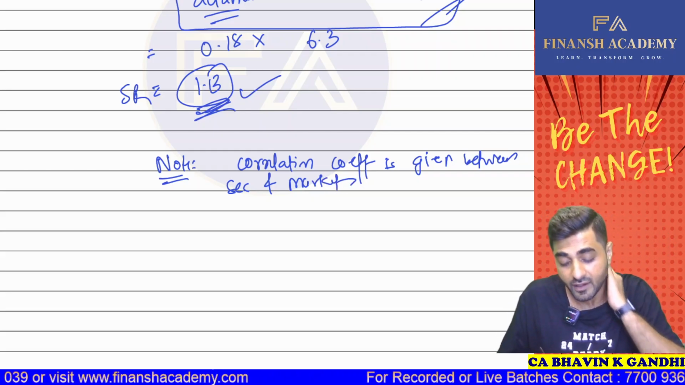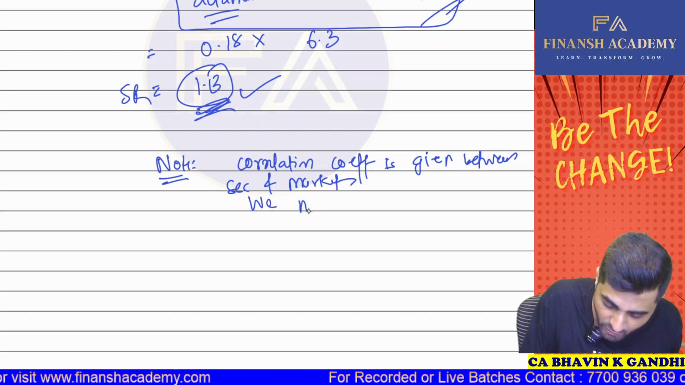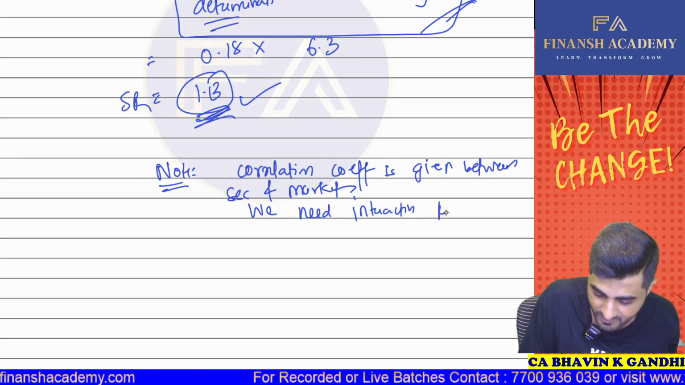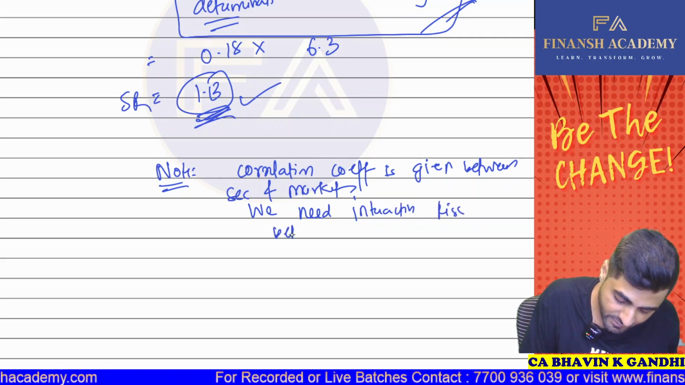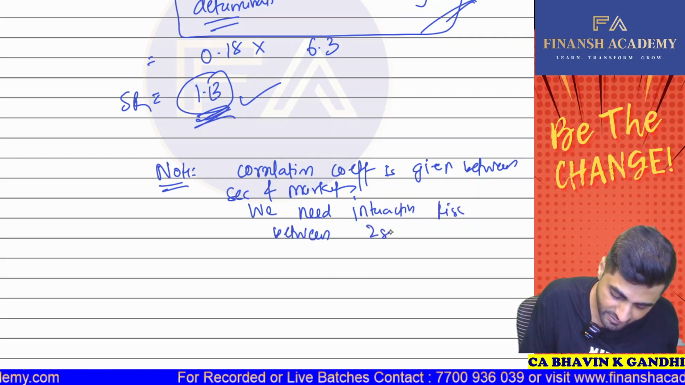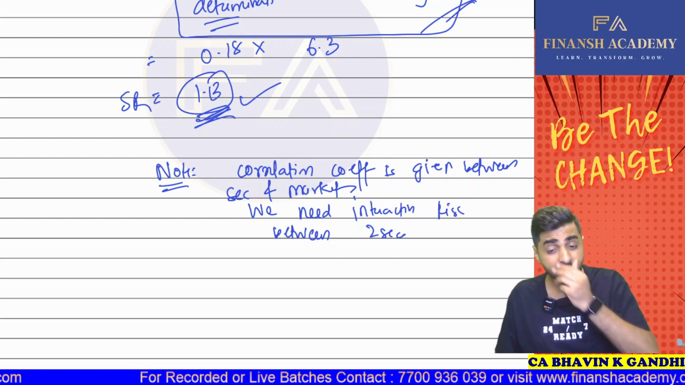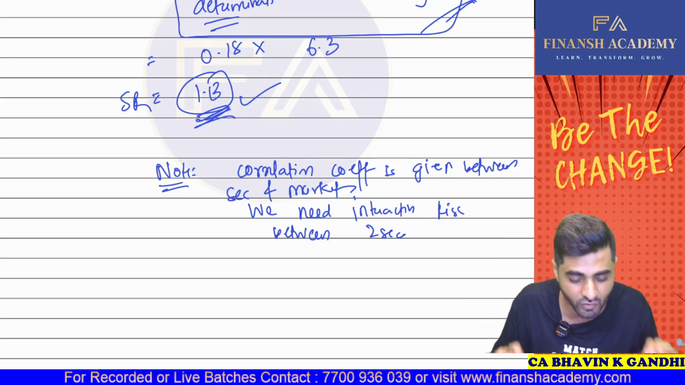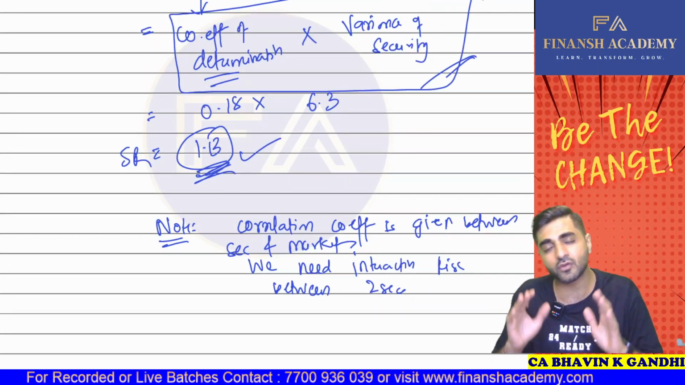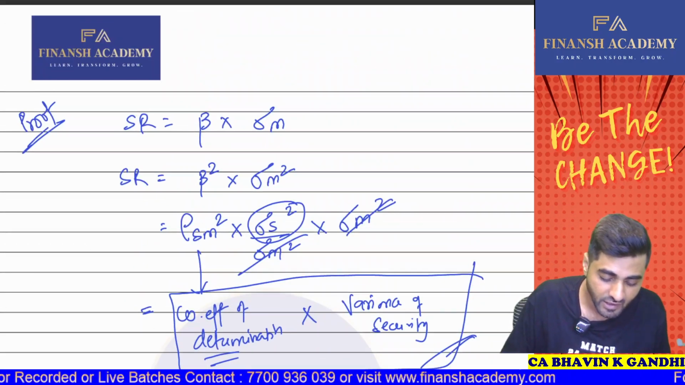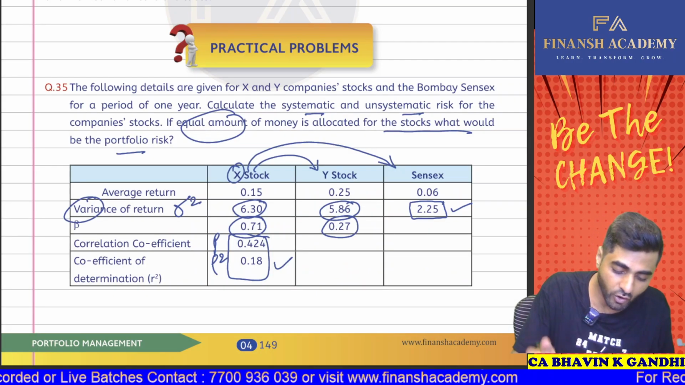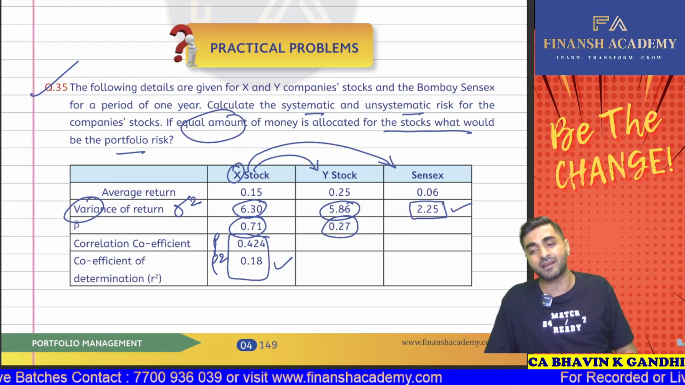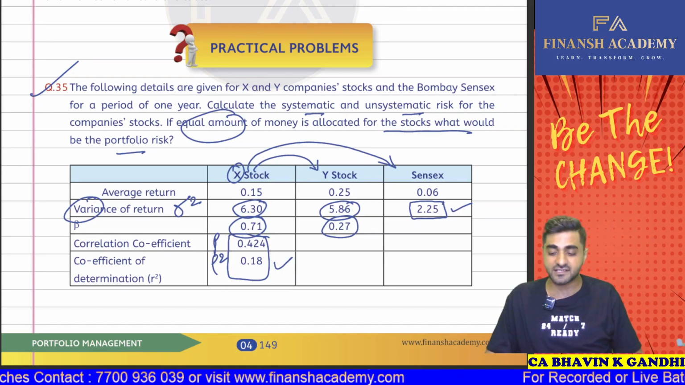Okay? We need interactive risk between two securities. Okay? So that is why, my dear students, we take into consideration your correlation coefficient of determination, which we need to multiply by the variance of the security. Fine. So I hope you all have understood this question number 35 very thoroughly about what is your systematic risk and what is your unsystematic risk.